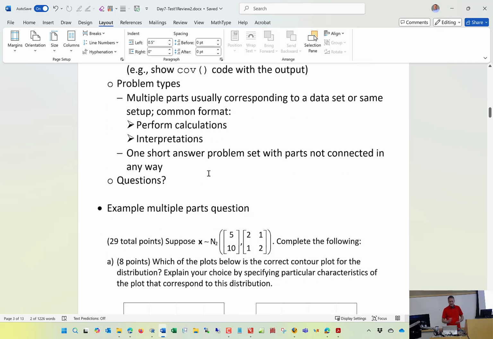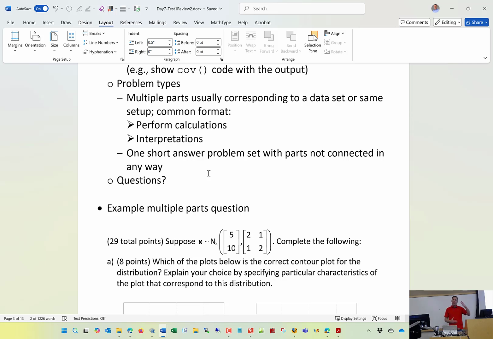Problem types. Typically, most of the problems on my tests are multiple part problems where there's some central focus given at the very beginning. It could be, here's this data set that we're looking at, or maybe, like for us right now, here's this multivariate normal distribution that we're looking at. Answer parts A through D based upon this setup. So you perform calculations, do interpretations as necessary.